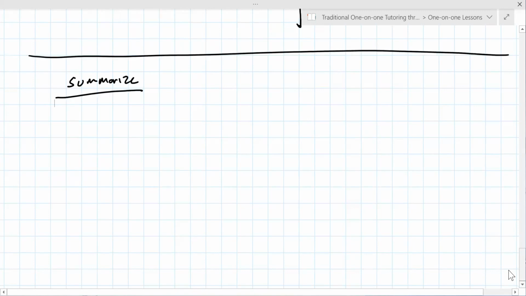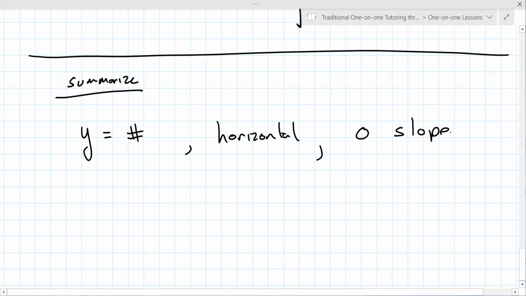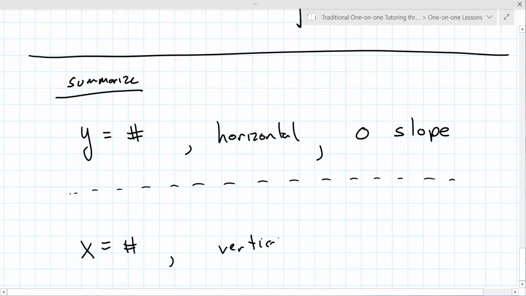So let me summarize. Y equals a number is a horizontal line, and it has 0 slope. X equals a number is a vertical line and it has no slope.